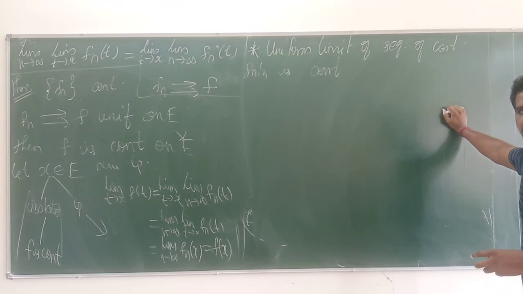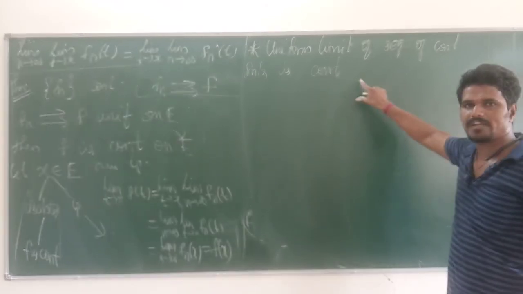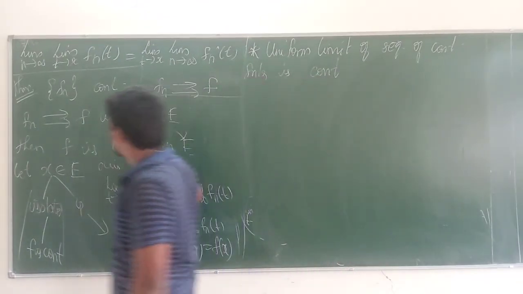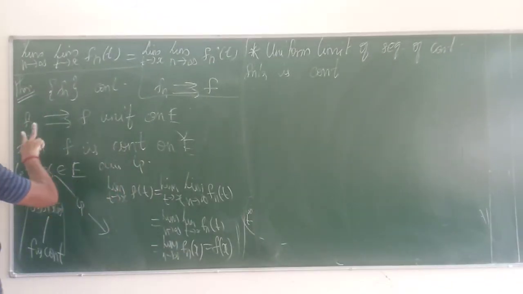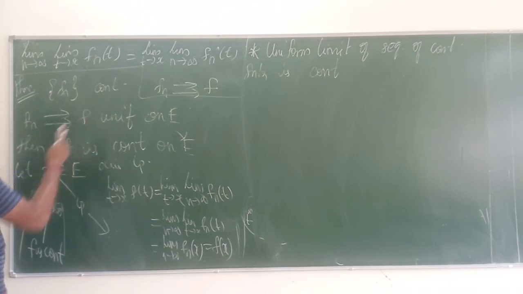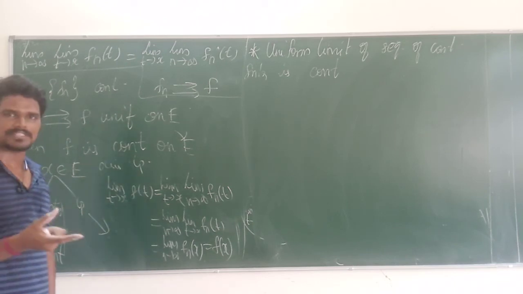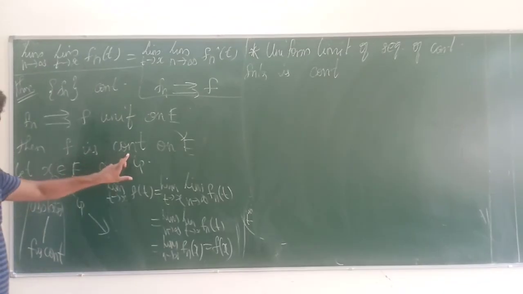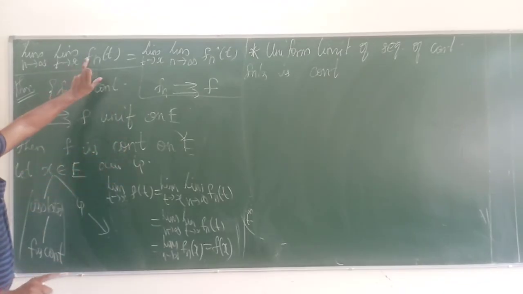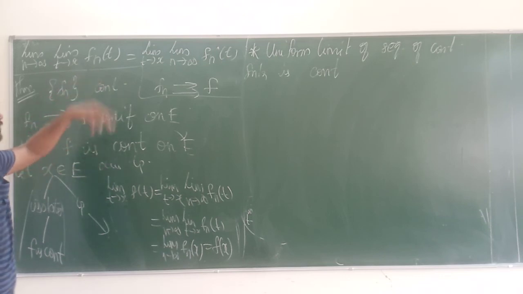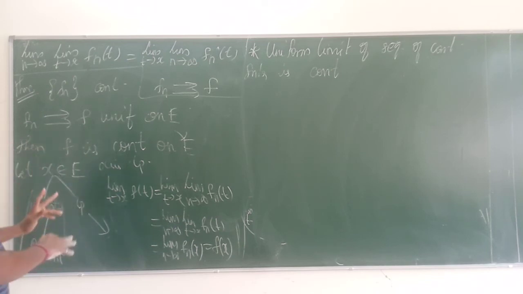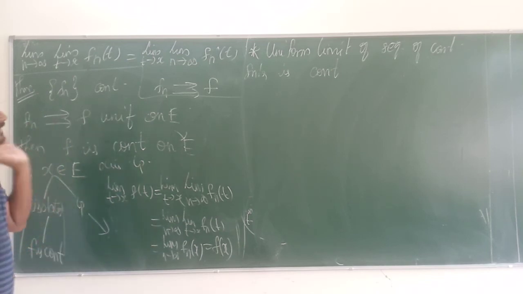So this is the second problem we had: a sequence of continuous functions whose limit is not continuous. We gave that example, and here we have given the answer. When the sequence converges uniformly, the limit will be continuous. In those examples the sequence of functions was not converging uniformly, so we didn't get continuity. So go back and check both examples, whether they converge uniformly or not. If not, we didn't get that.